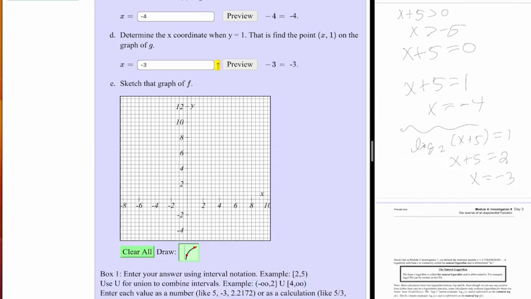Now, on your graph, you put on your vertical asymptote. Remember, mine was at -5. Then I know it hits the x-axis at -4. And at -3, it is at 1. And so then we should be done.